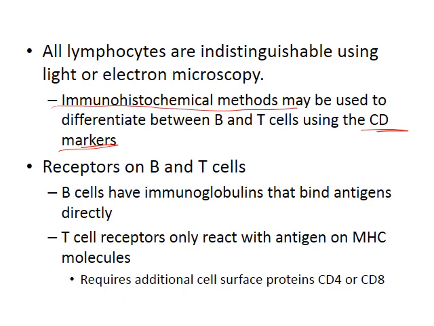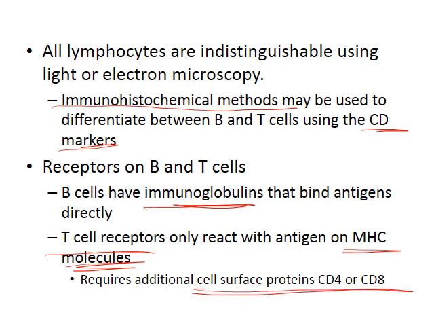Now, the receptors on your B and T cells have immunoglobulins as well, and they're going to bind to the antigens directly. If you remember, IgD is found on the B lymphocytes, just as an example. The T cell receptors only react with antigens that are bound on MHC molecules, so this is going to require additional proteins, CD4 and CD8, which are your CD markers.